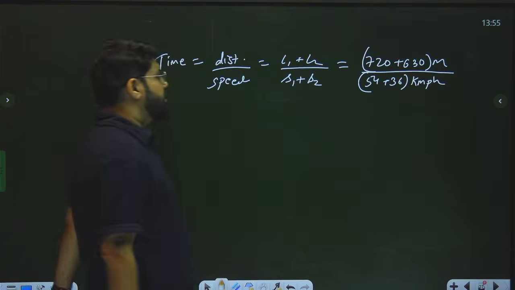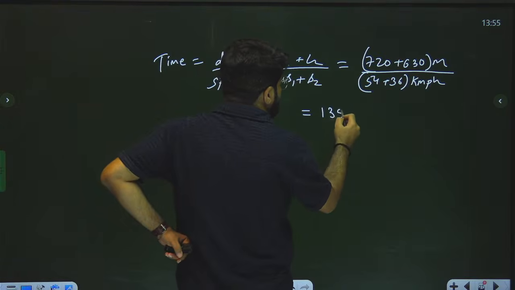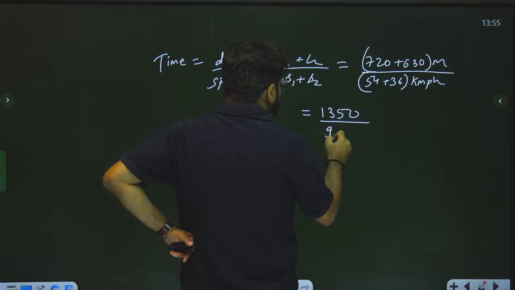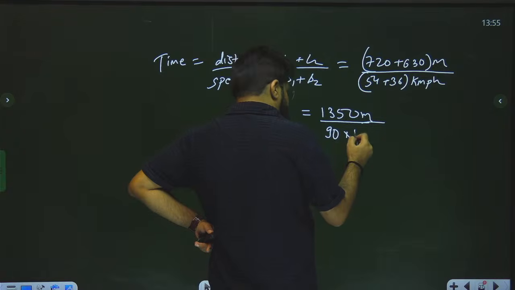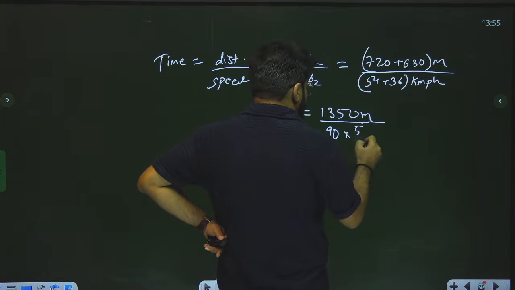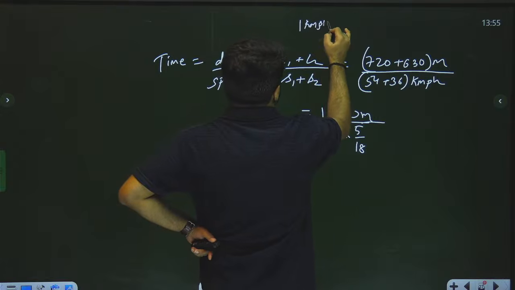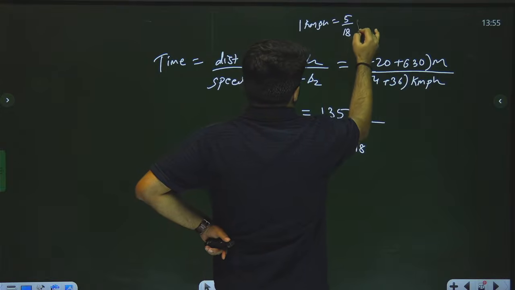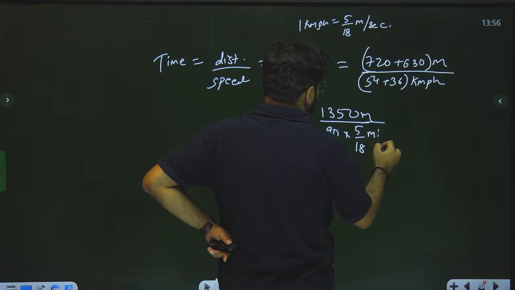So let us convert everything into seconds. The numerator will become 1350 meters, divided by 90 kmph. Kilometer per hour multiplied by 5 by 18 — that is the conversion you have to use. 1 kmph is 5 by 18 meters per second.